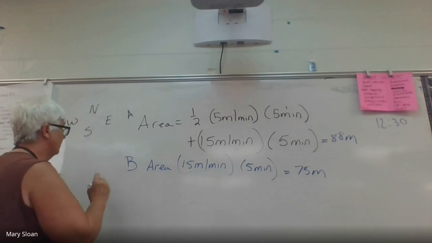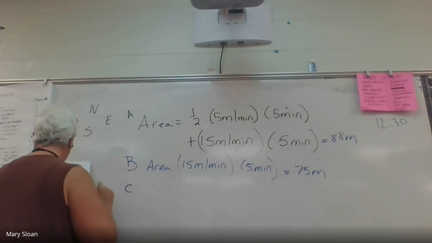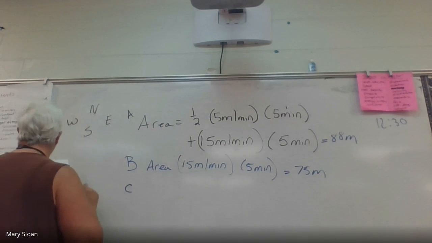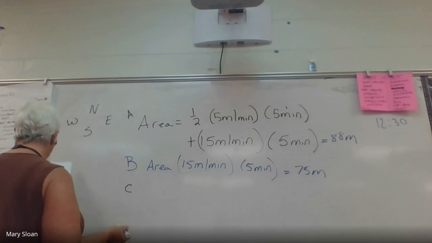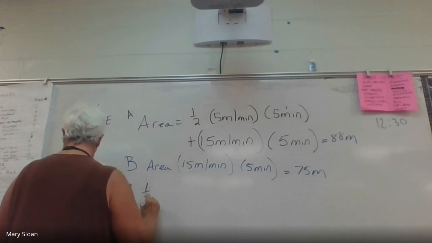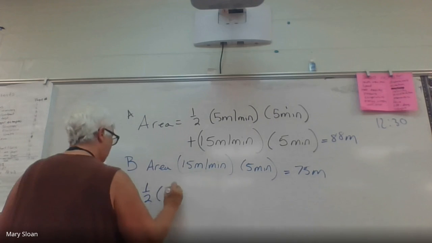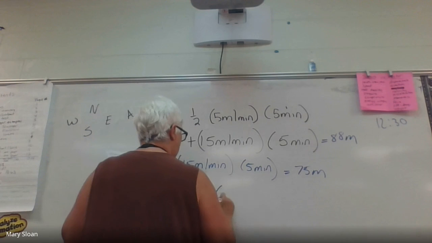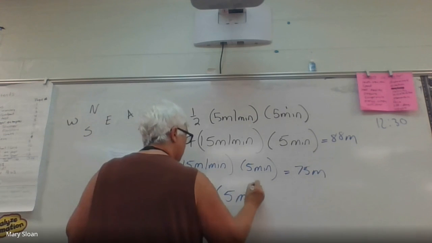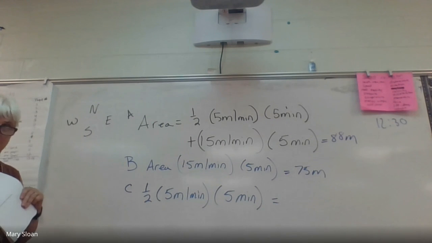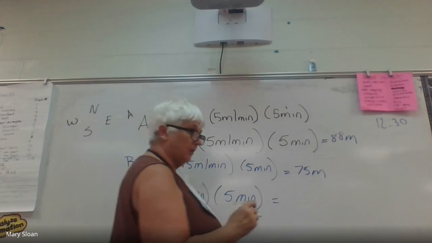Let's do the C. So it's asking us for 25 minutes and 30 minutes, right? So we have 1/2 of 5 meters per minute times 5 minutes. What do we get for that one? Yeah, 12.5, which I'm going to round up to 13.